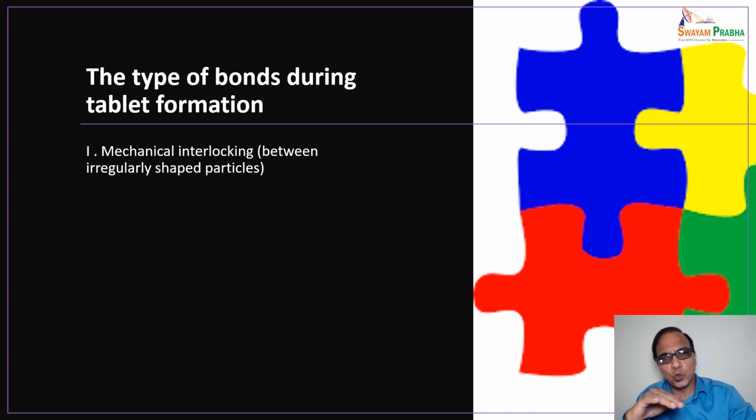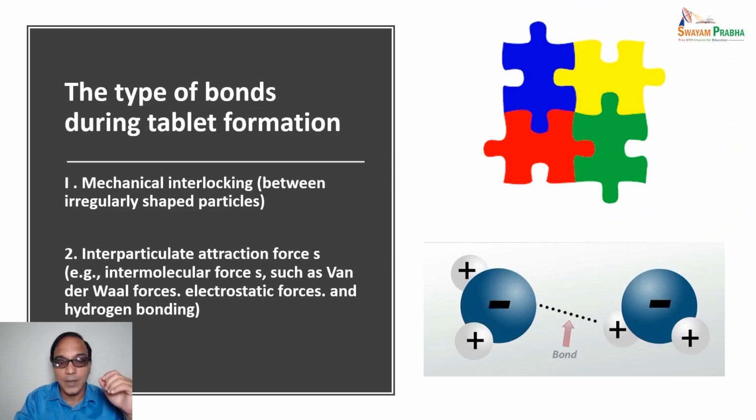Now the types of bonds during tablet formation. First is mechanical interlocking between irregularly shaped particles. Then interparticulate attraction forces, like intermolecular forces such as van der Waals forces, electrostatic forces, and hydrogen bonding. As you can see here in this diagram, these are the forces which are responsible for the tablet formation.